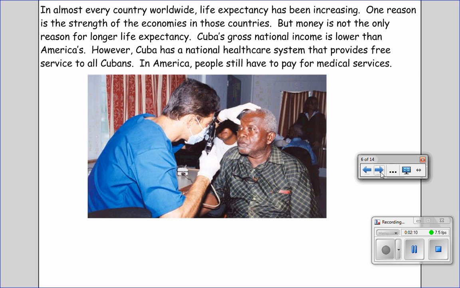In almost every country worldwide, life expectancy has been increasing. One reason is the strength of the economies in those countries. But money is not the only reason for longer life expectancy. Cuba's gross national income is lower than America's. However, Cuba has a national healthcare system that provides free service to all Cubans. In America, people still have to pay for medical services.